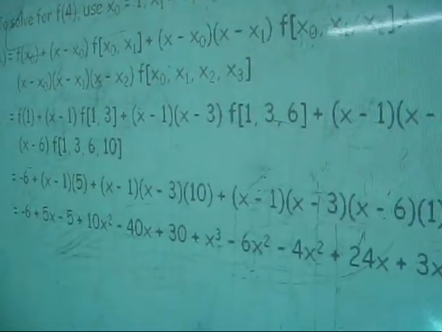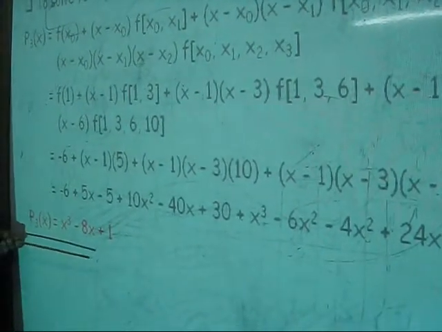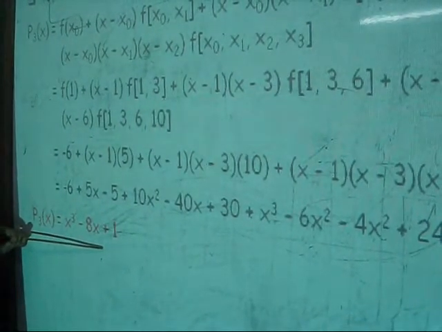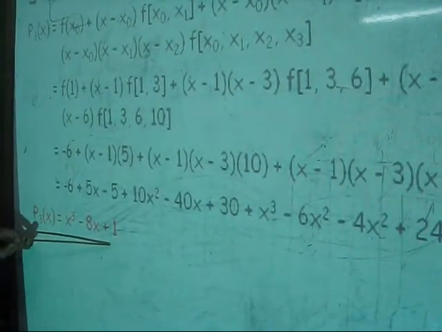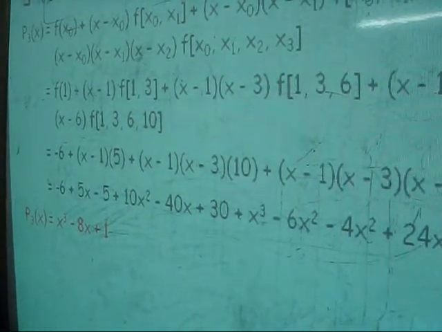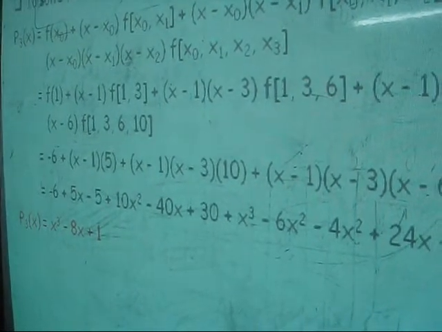We have the following values, which will result to P of 3 of x, or P sub 3 of x, is equal to x cubed minus 8x plus 1. As expected, the two interpolating polynomials are the same cubic, x cubed minus 8x plus 1.